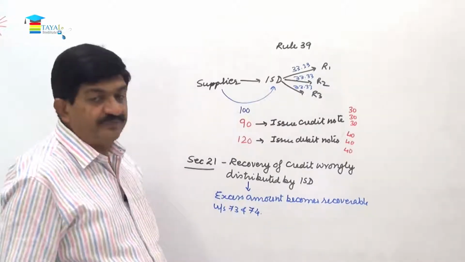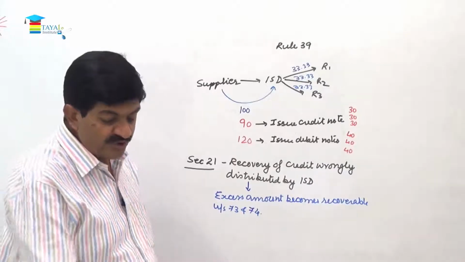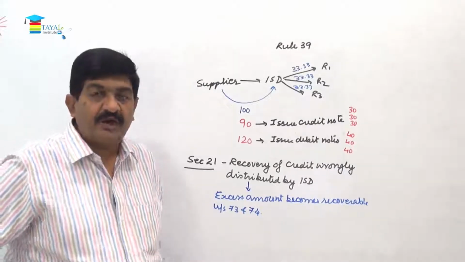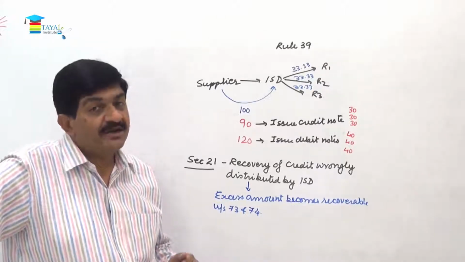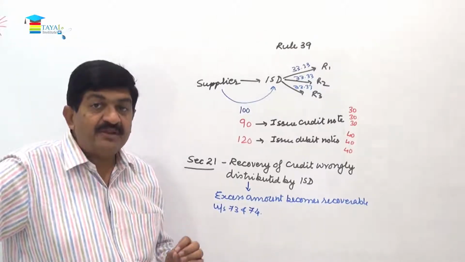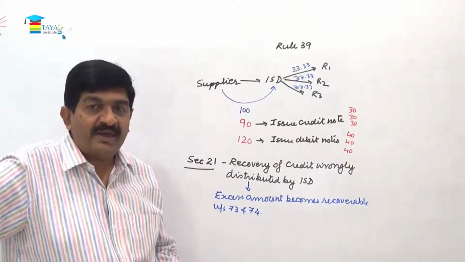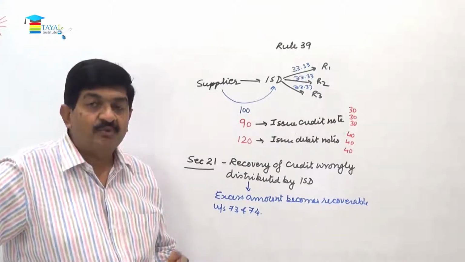So friends, in this video we talked about who is an input service distributor and how he can distribute the amount of credit and how and when that should be done. So section 20 read with rule number 39 and section number 21.